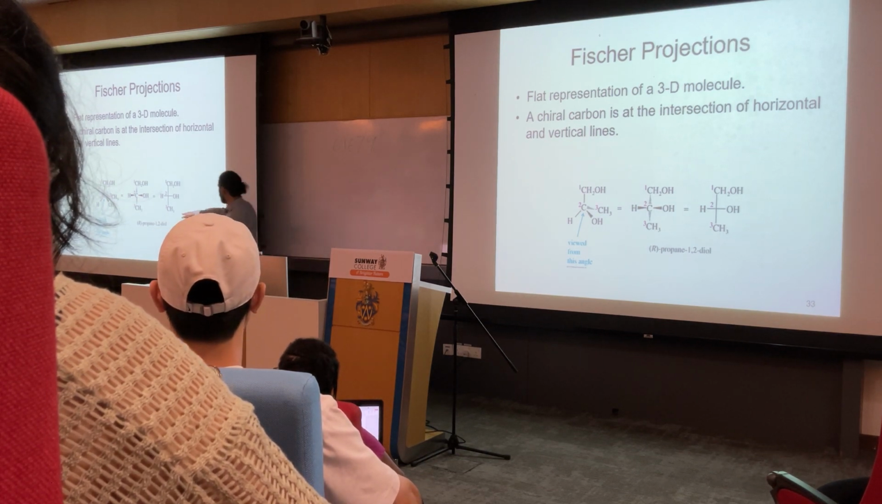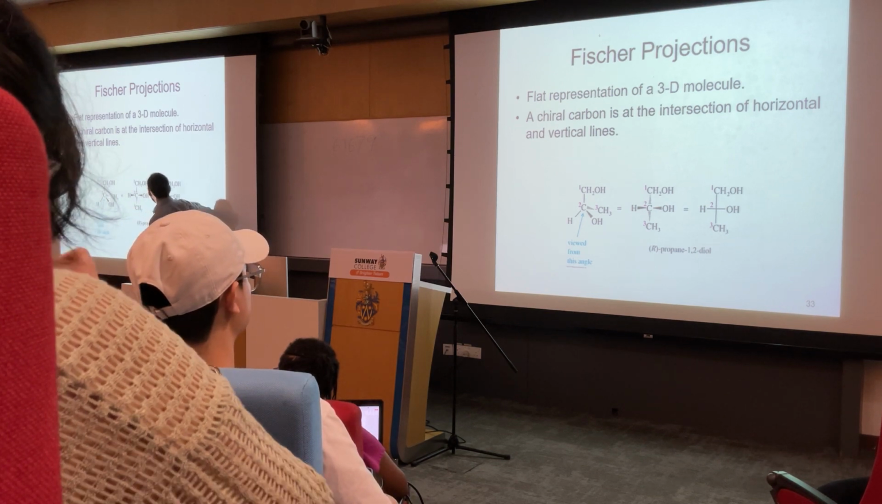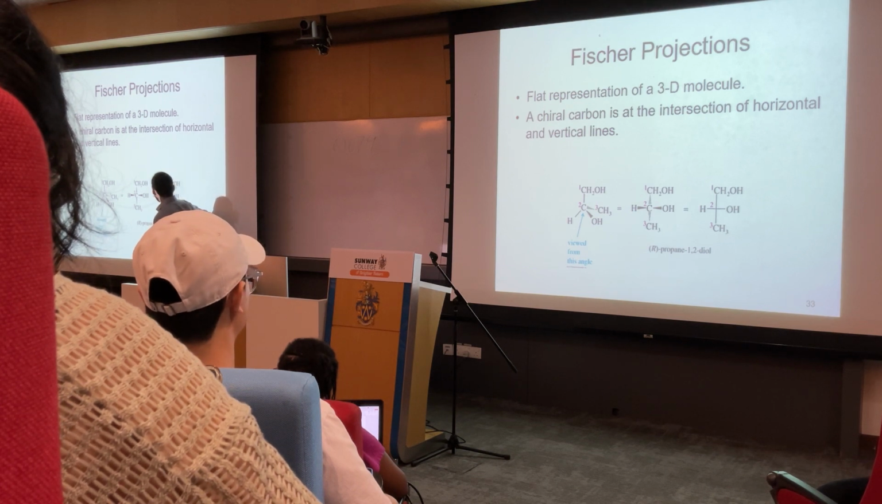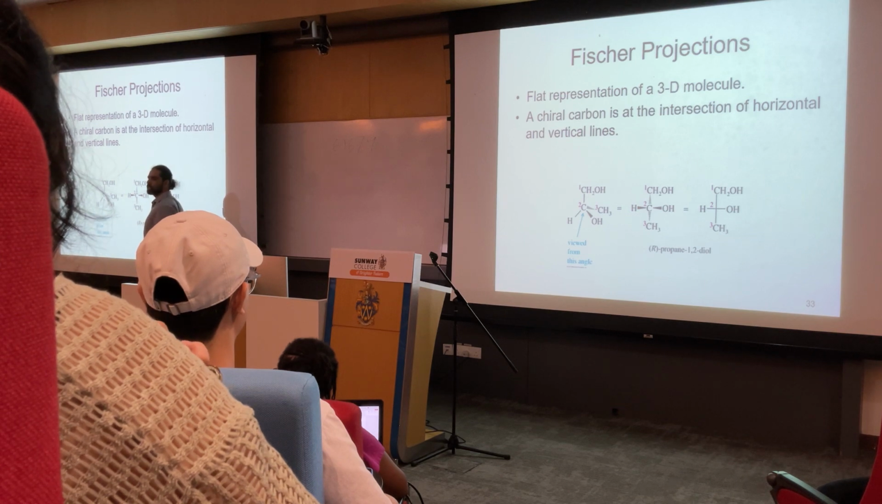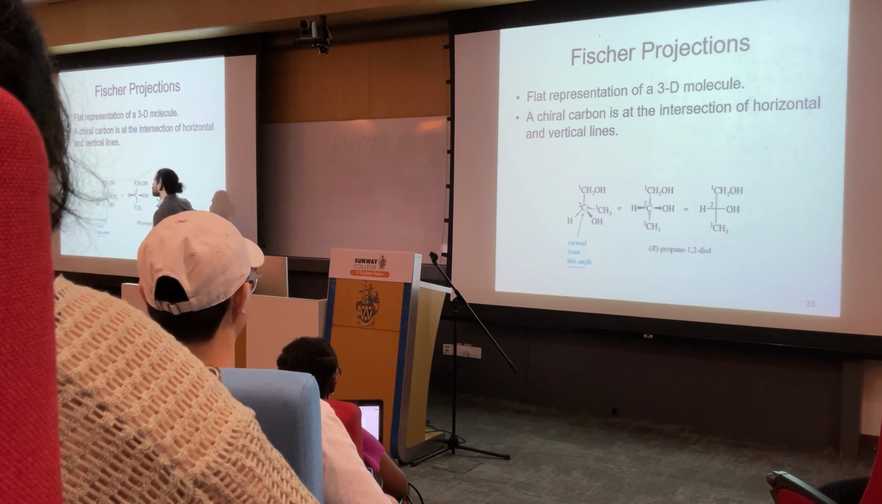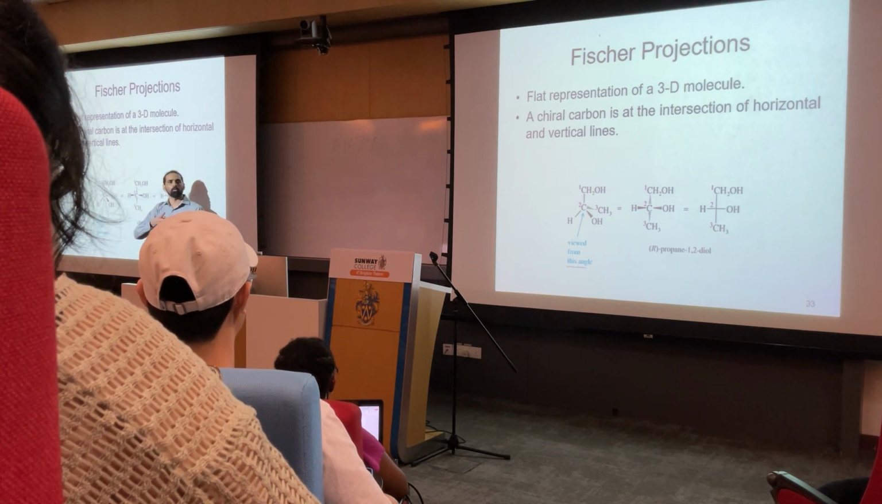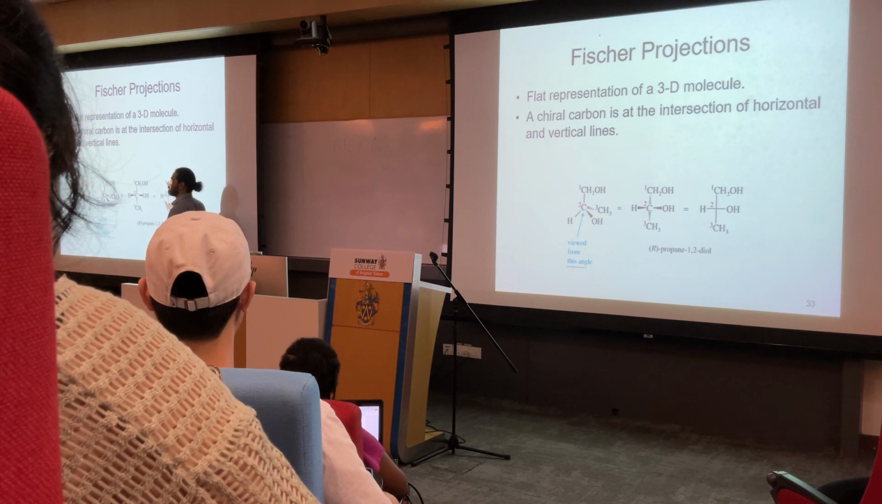Well, this is R-propane-1,2-diol anyway. So how is this R? 1, 2, 3. Going from 2 to 3 is anti-clockwise, so this should be S. But hydrogen is horizontal, which means it's above the plane. So we have to reverse our answer. So this will be R.